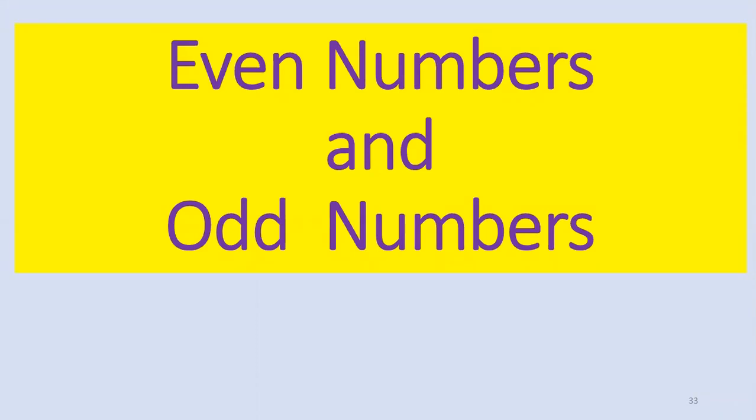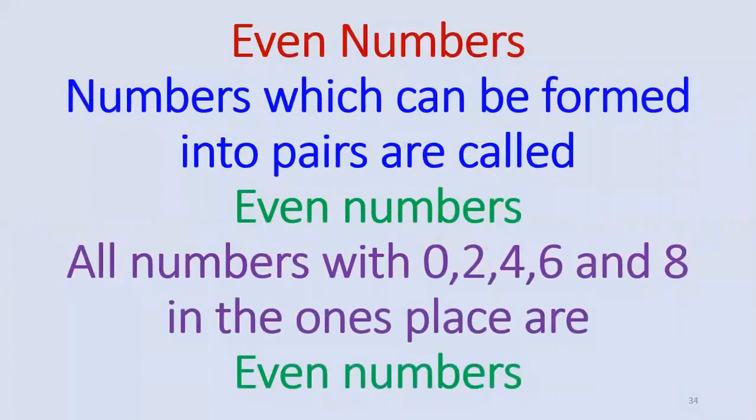As we have studied about face value, place value and expanded form, now we are going to learn about even numbers and odd numbers. Even numbers. Numbers which can be formed into pairs are called even numbers. All numbers with 0, 2, 4, 6 and 8 in the ones place are even numbers.